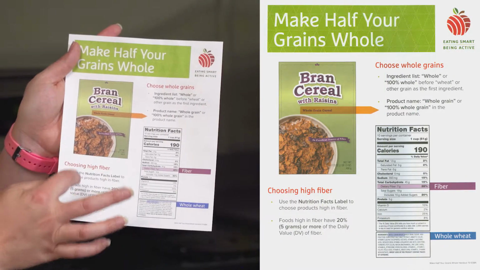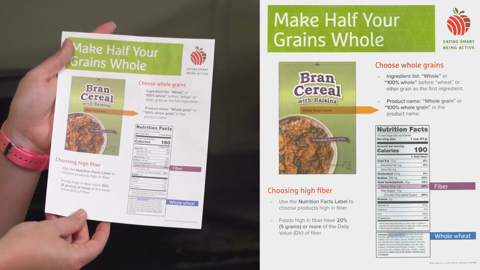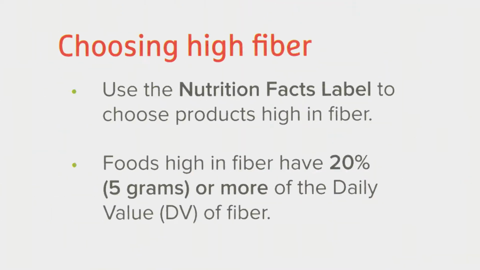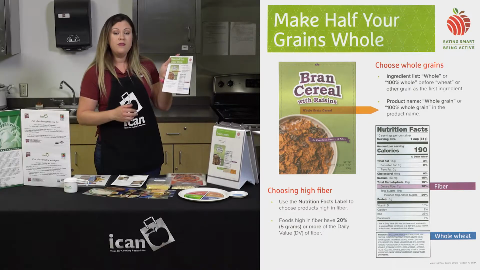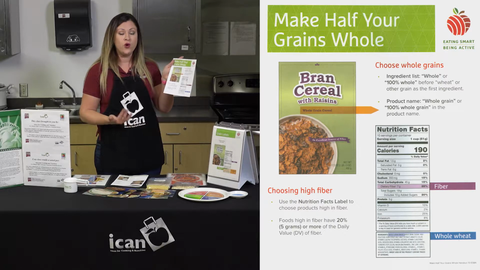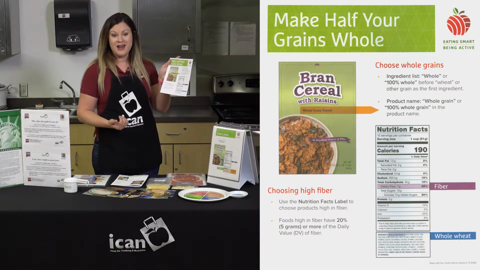Now, choosing high fiber. This gives us another little review here on our nutrition facts label. Use the nutrition facts label to choose products high in fiber. Foods high in fiber have 20% or about 5 grams or more of the daily value of fiber. This will let us know that that is a good enough portion of fiber for our serving size.